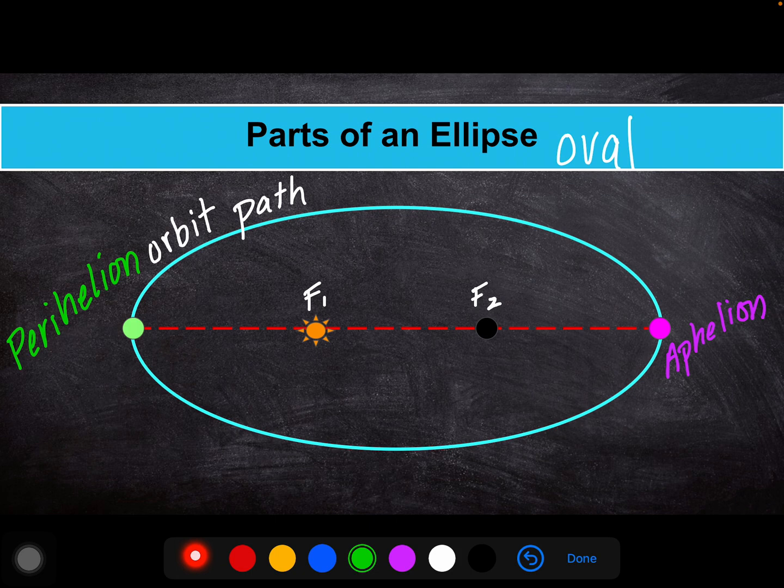And so yesterday when we labeled those, we had our distance here, the perihelion, the closer distance, that was our lowercase q. And the distance from aphelion, that was our capital Q. Okay? So the big Q is representing the bigger distance, the farther, the away distance, if you will. And then the little q is the perihelion, the closer distance. So we're running right along that major axis.